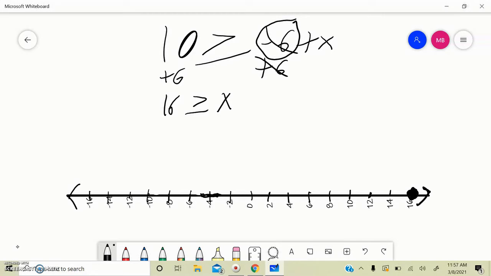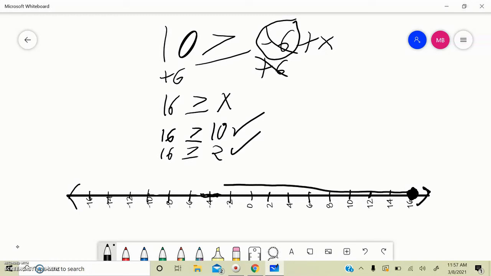So now I want to check and see where it's going to go. So let me pick 10. So I'm going to do 16 is greater than or equal to 10. Does that check out? Yes. Let's do one more so that way I know which way we're going to do it. So if I have 16 is greater than or equal to 2, does that work? Yes. So that is my confirmation. I'm going to go ahead and do my arrows. So that would be this one.